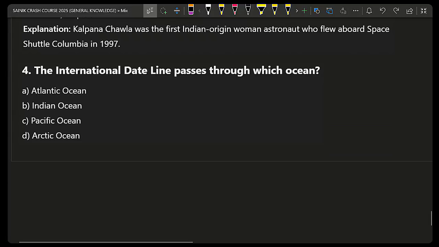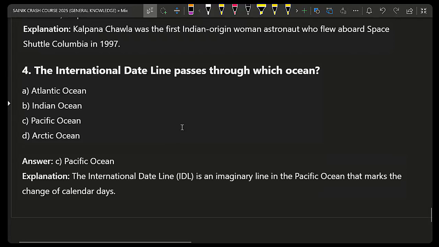One student gave option A, wrong answer, Atlantic Ocean. Two students voted option B, Indian Ocean, wrong answer. Arctic Ocean, wrong answer. And Pacific Ocean, 16 students gave the correct answer. So that is the international date line.